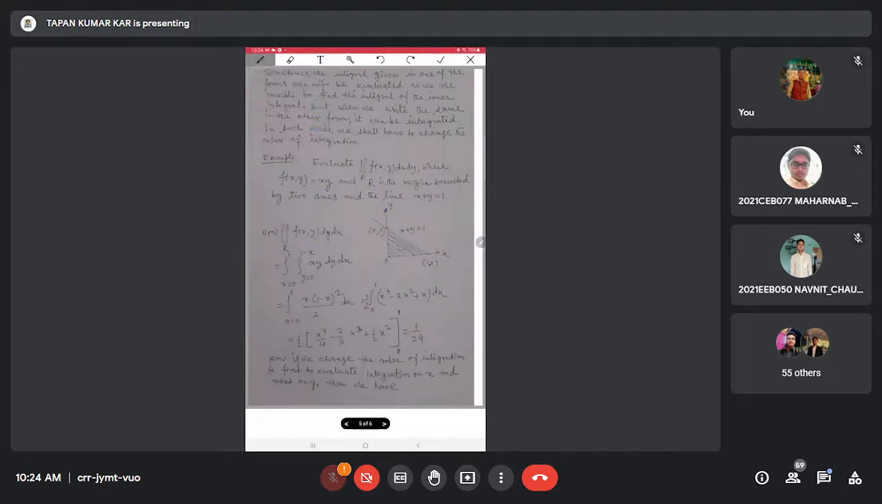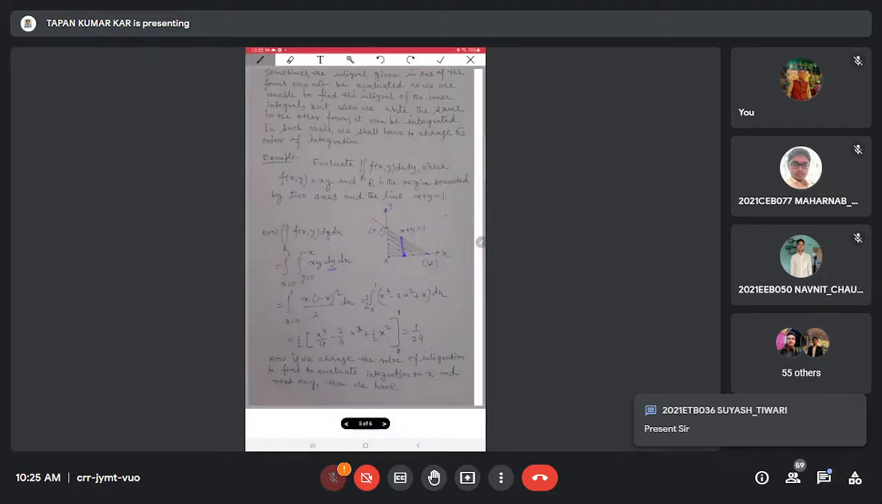Look at this. First you are taking with respect to y. If you take with respect to x, no problem. But as we are taking first with respect to y, check here. First with respect to y means y varies from any point here, from here to here. So here y equal to 0, and in this line y equal to 1 minus x. So y equal to 0 to 1 minus x, and x varies from 0 to 1.